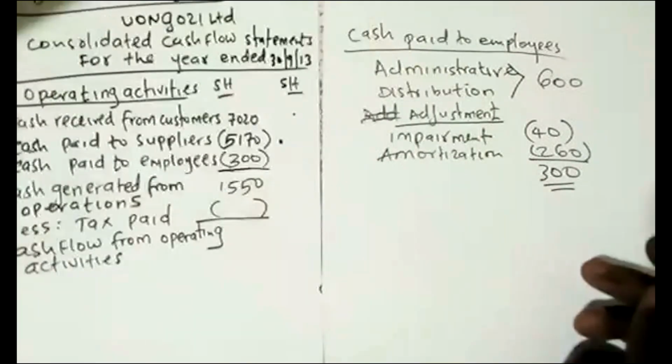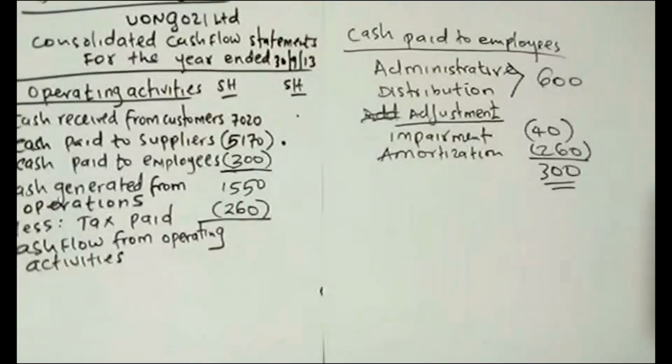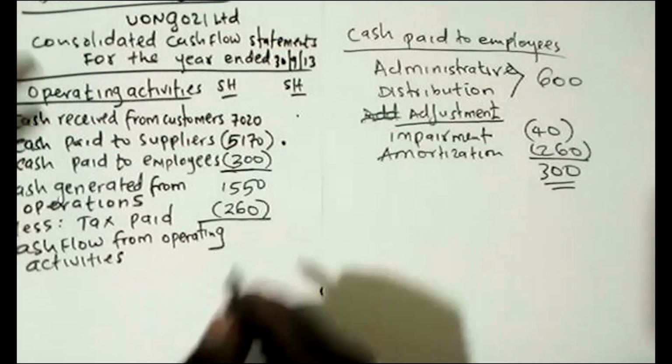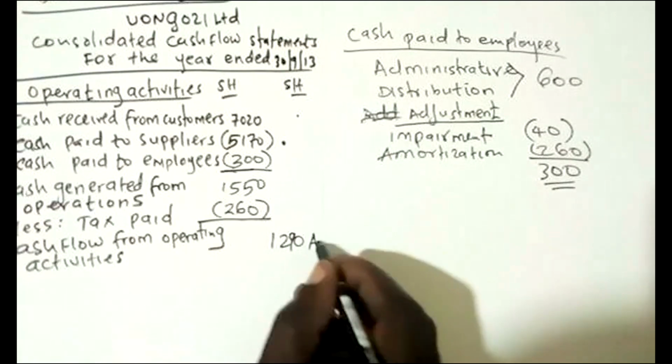So that is the same way you do that working here again, but already we did that. So that is 260. So 1550 minus 260, 1290. So that is my A.